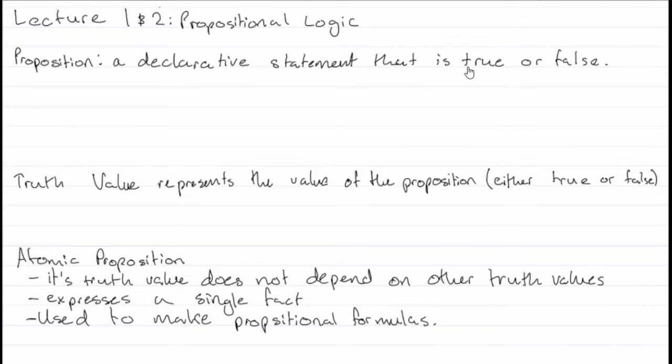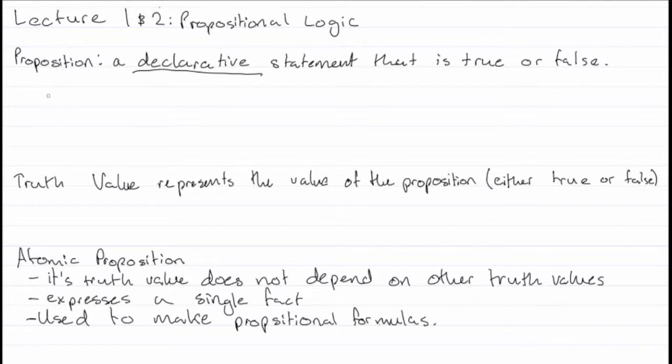A proposition is what is known as a declarative statement that is either true or false. The important part being that it's a declarative statement and that it has to be either true or false, but not both. So let's go through some examples.